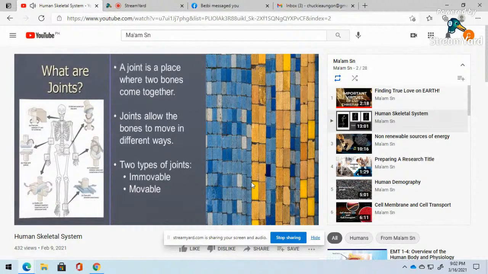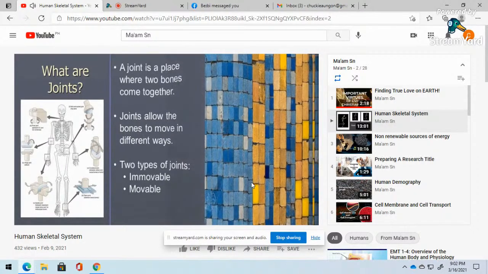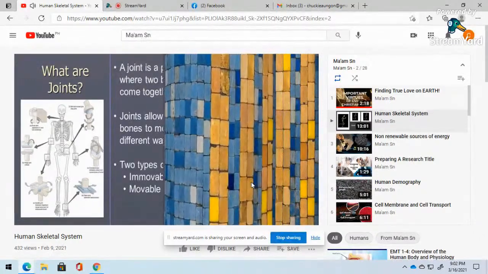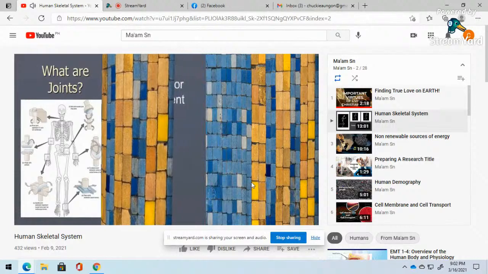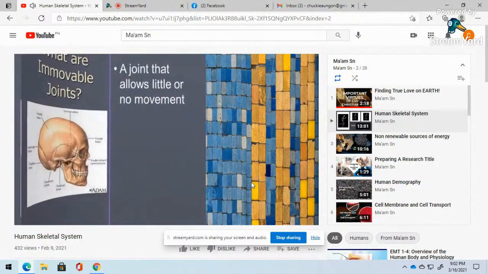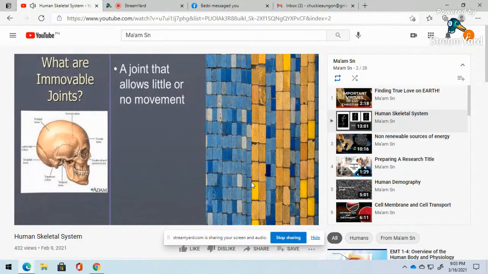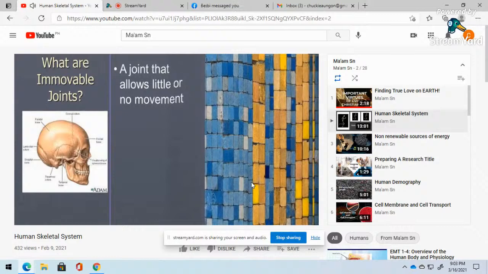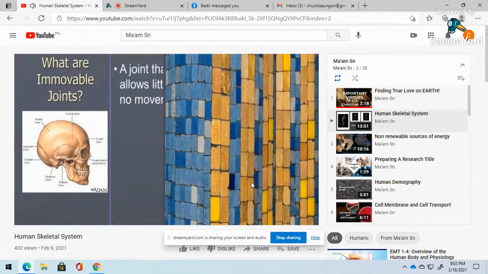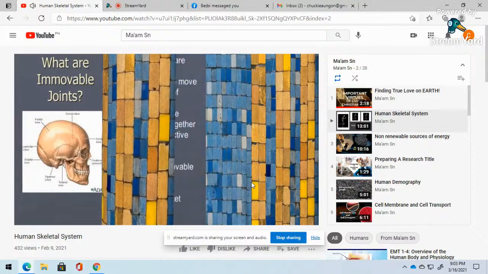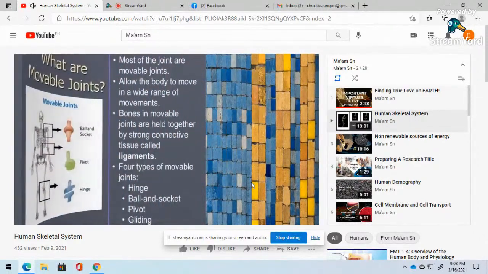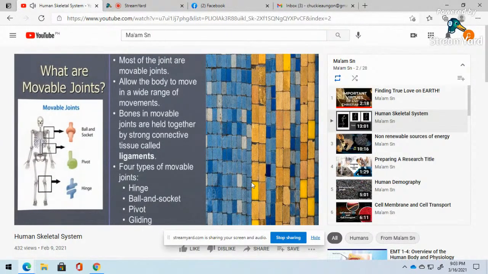What are the different types of joints? What are the four types of movable joints?